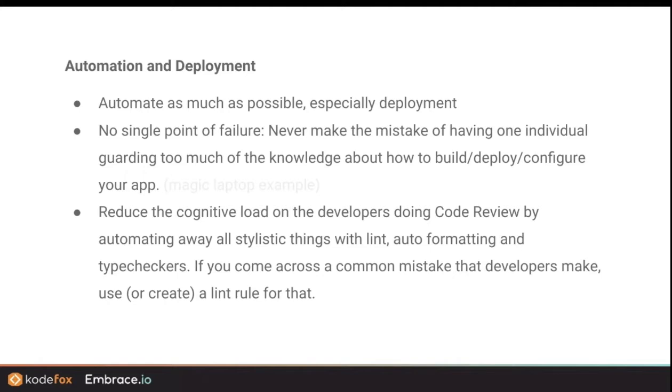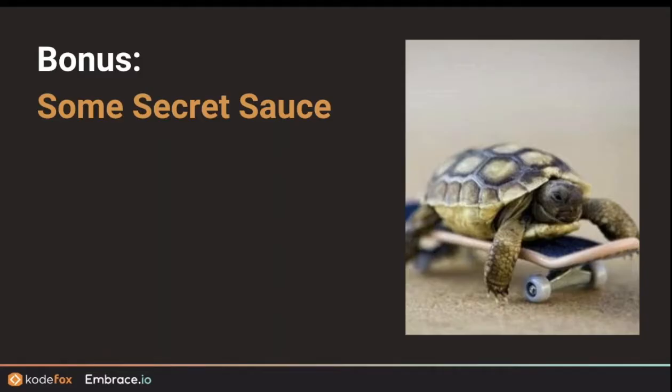So, reduce the cognitive load on your developers, right? And so that's in terms of automating as much of code stylistic things, linting, formatting. Don't make your developers think about where to insert semicolons, or if the code formatting is in the right style. Automate as much of that as possible so you can move quickly. Okay, so I'm almost done. Hopefully I haven't used up all my time.